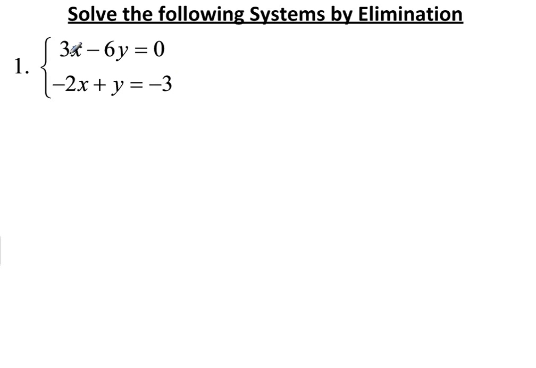So now I'm going to look and think, if I add these equations together, will anything eliminate? So 3 plus a negative 2, well, that doesn't go away. Negative 6 and a 1 doesn't go away. And I don't care about the numbers, but remember we want to eliminate a variable.